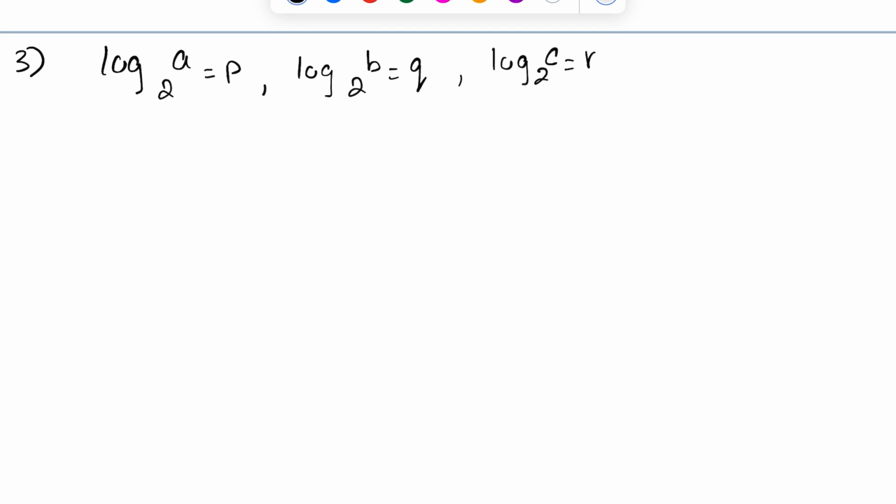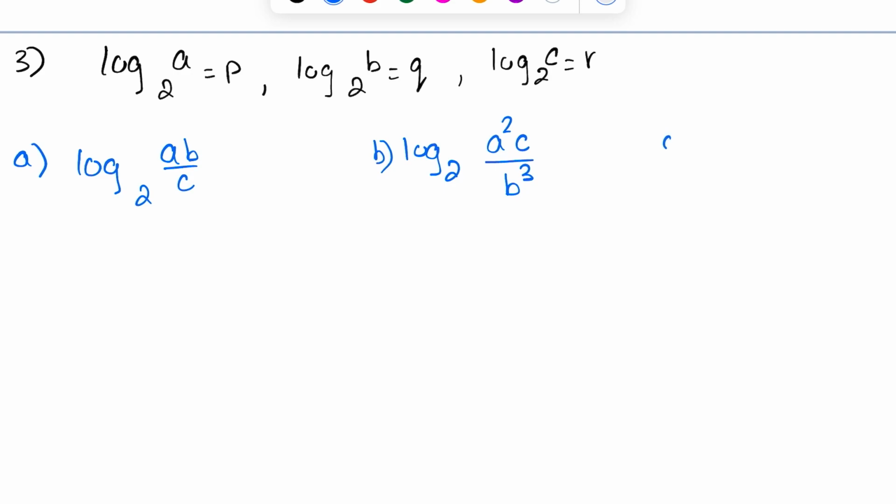In this question number 3, it is given that log a to the base 2 is p and log b to the base 2 equals q and log c to the base 2 equals r. Express the following in the form of p, q, r. Log AB upon C to the base 2. Then the second part is log A square C upon B cube to the base 2. And part C is log B to the base A. We have to express in terms of p, q, r.